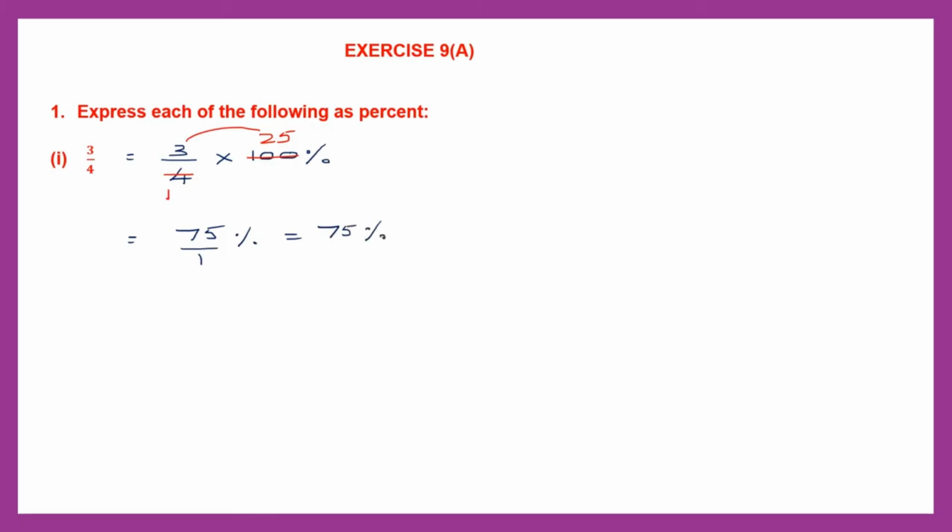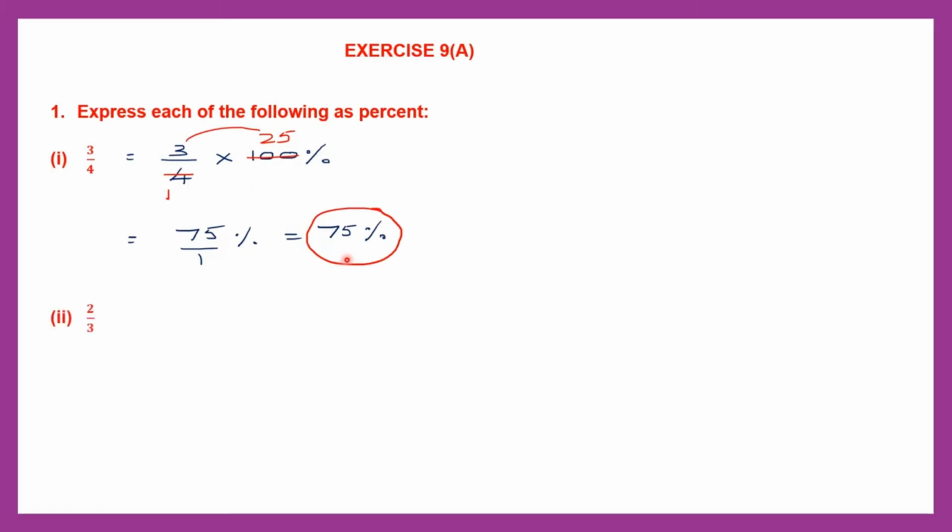So what is my final answer here? 75%. So what have I done? I have converted 3 by 4 into a percent. 3 by 4 has now become 75%. So how do we do it? We multiply by 100 and put the symbol of percent by the side. So now it's become multiplication of fractions. You can cancel and then multiply the numerators. And finally, that's how we got 75%.